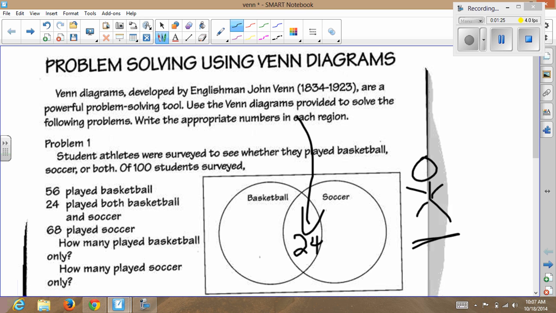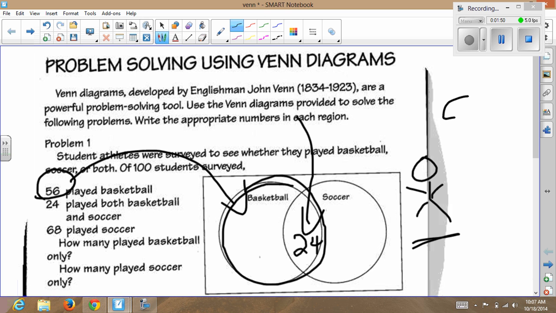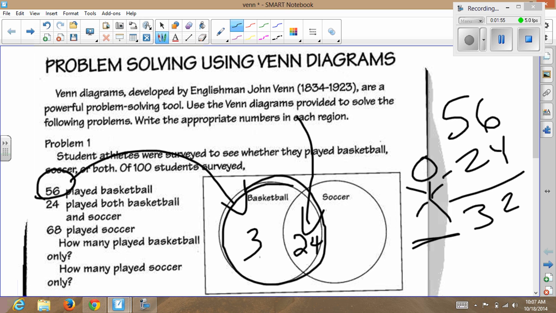So when I look at a Venn diagram, I need to think about this here as being my basketball circle. And in my basketball circle, I already have 24 kids who are in the gym playing basketball, but there are a total of 56 kids. So the number that would go in this part of the Venn diagram is 56 minus 24, because these 24 kids are already in the gym playing. So 56 minus 24, that's 32. So 32 kids just play basketball. 56 kids all play basketball.